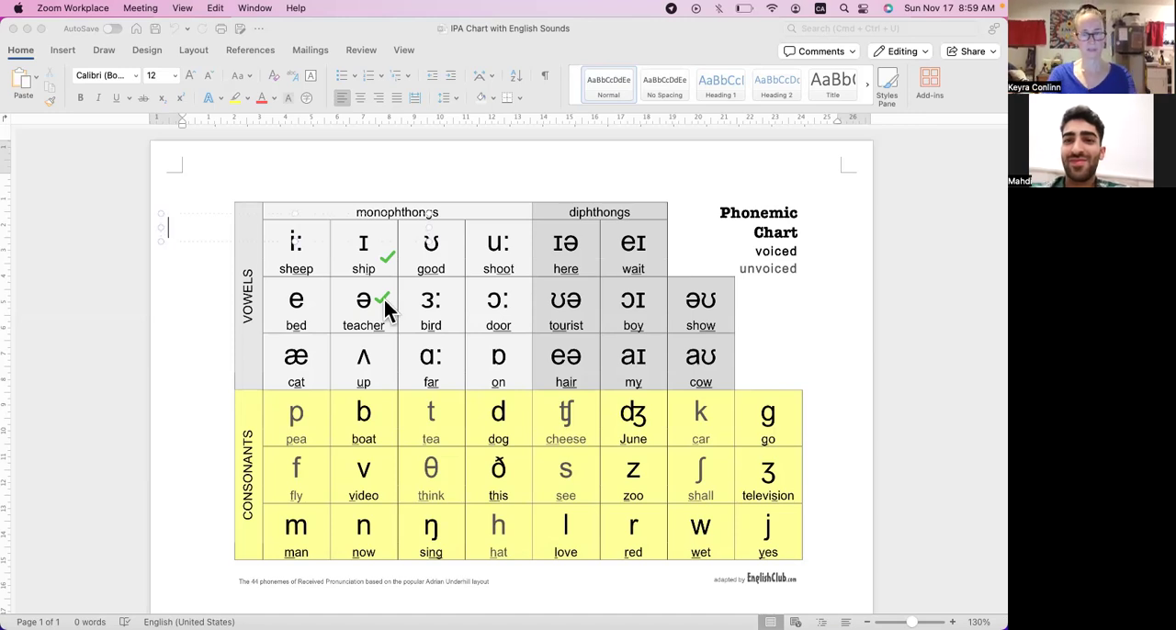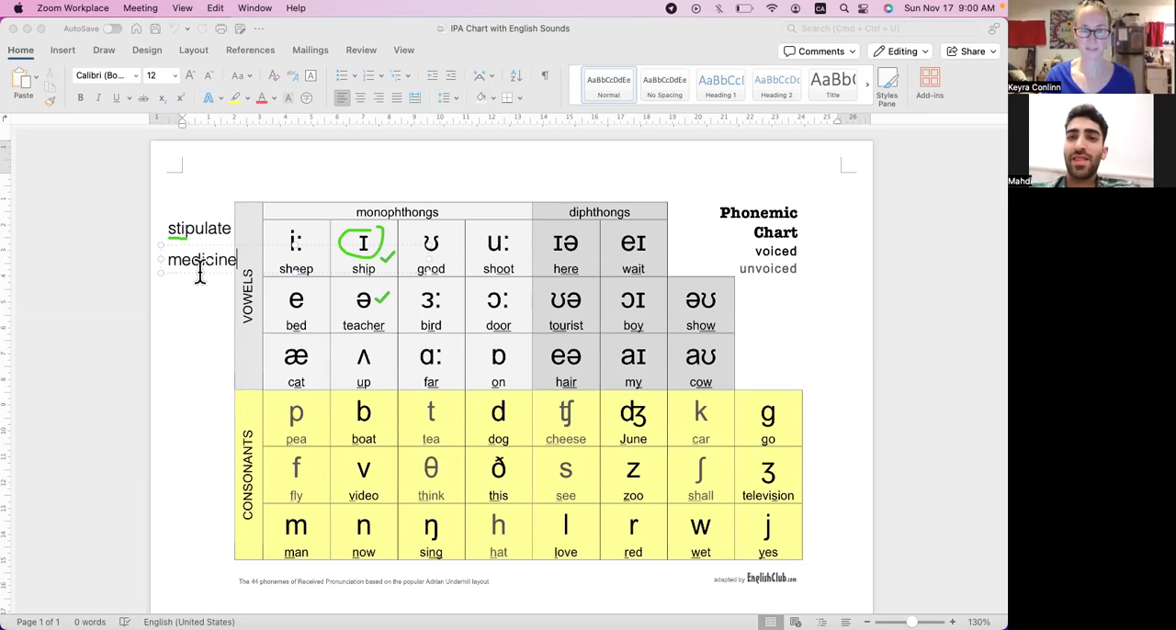Thinking of a longer word with I. Okay, here's a word where we have a short I in it: stipulate. Because this syllable is stressed, this is the first syllable, sti. That is the stressed syllable, so it will have this sound. Stipulate.